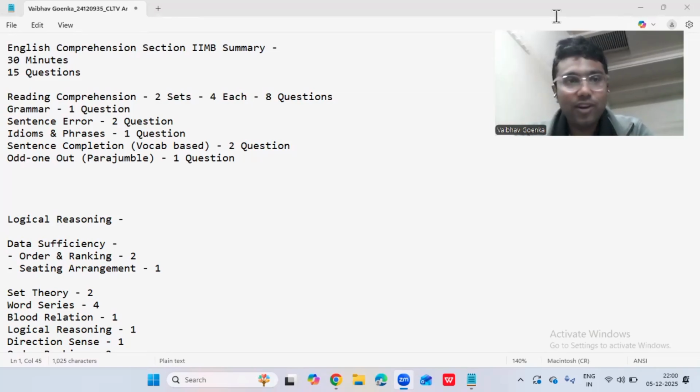As you are aware, IIM Bangalore has released its sample paper. So I have come up with the summary, the analysis of the whole sample paper.